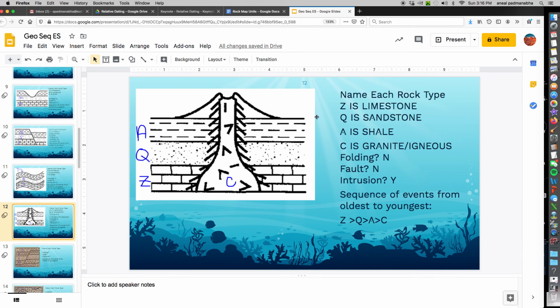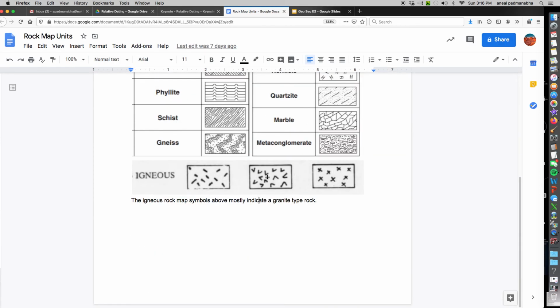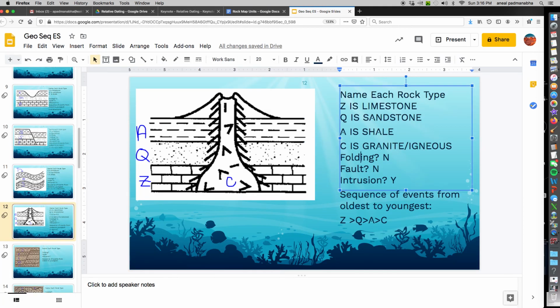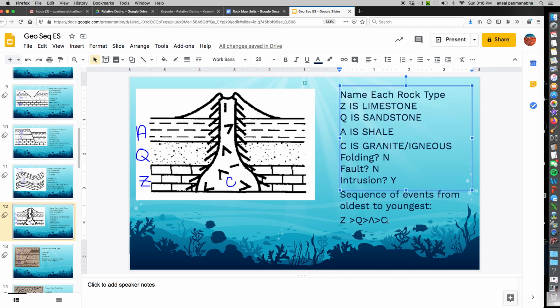This last one right here, I'm going to have you name them again. It says limestone, sandstone, and then finally shale. And then this one right here is going to be our intrusion. Again, how do we know it's our intrusion? Sprinkles, V's, or X's. Is there folding? No. Faulting? No. Intrusions? Yes. Sequence of events from oldest to youngest: Z, then Q, A, and then finally C came through. So C cross cuts all of them.